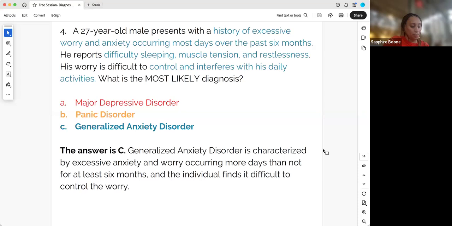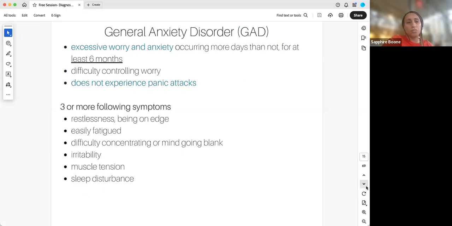I believe most people got it right, but I wanted to show you how that time frame is definitely significant. And then just giving you some information about GAD. So you'll see some sprinkles of some information as we go through.